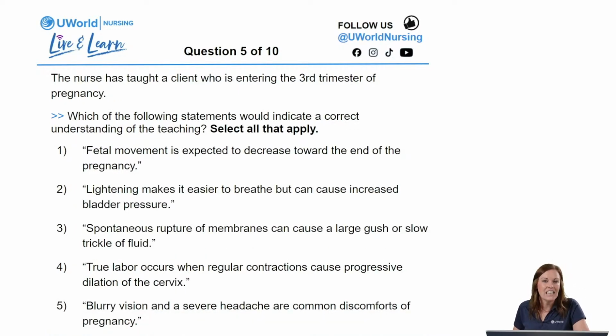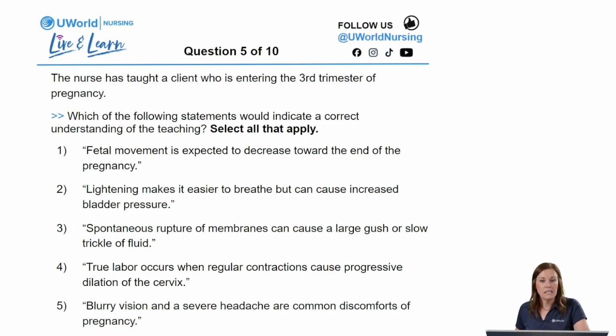The nurse has taught a client who is entering the 3rd trimester of pregnancy. Which of the following statements would indicate a correct understanding of the teaching? Select all that apply. Option 1, fetal movement is expected to decrease toward the end of pregnancy. Option 2, lightening makes it easier to breathe but can cause increased bladder pressure.